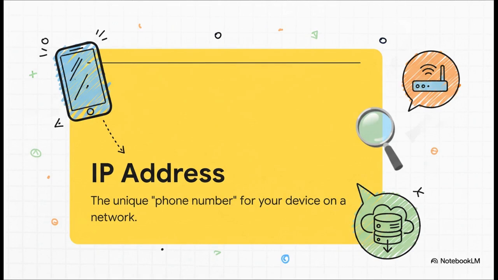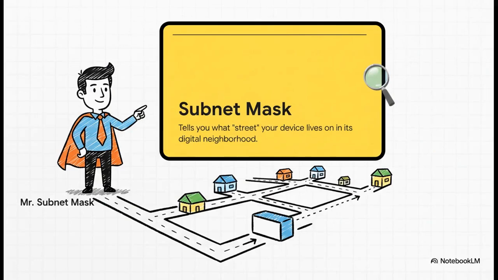But you probably noticed a couple of other addresses hanging out with it, right? Let's meet its two best friends. First up, you've got the subnet mask. We'll call him Mr. Subnet Mask, and his job is super important. He's the one who tells your device what street it lives on in this digital neighborhood. We're going to come back to him in a big way in just a minute.